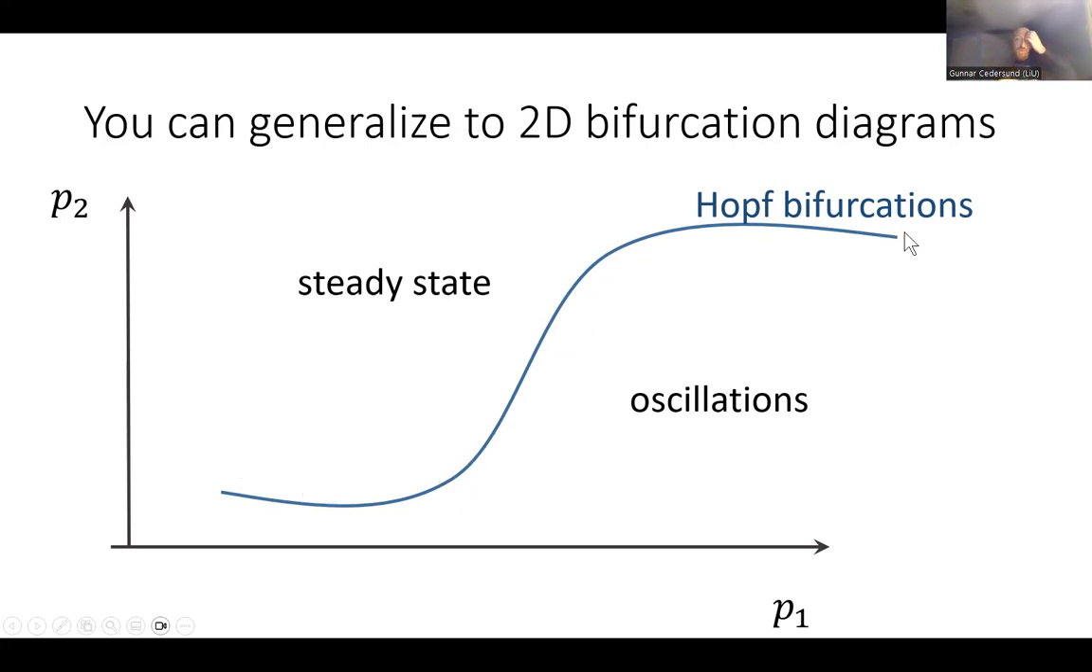Okay, so now we learned what a continuation method is and what 2 of the most common bifurcations are, saddle-node bifurcation and Hopf bifurcation. Okay, that was it for this video.